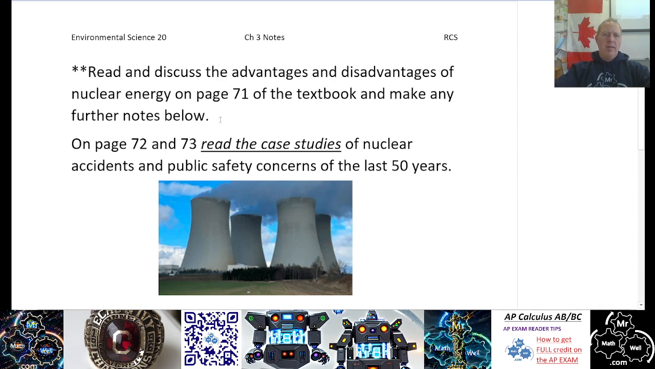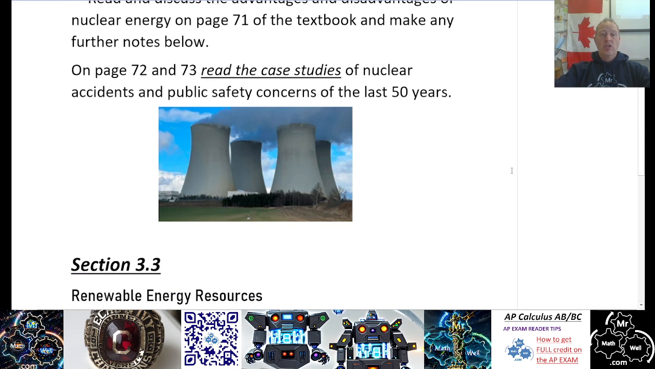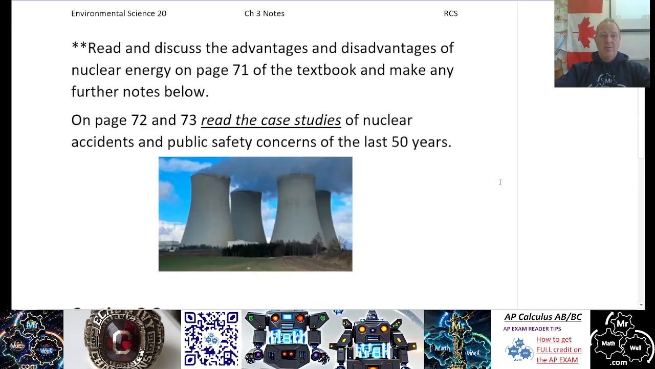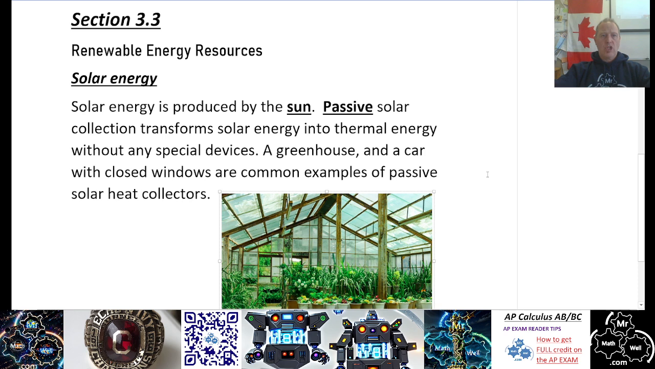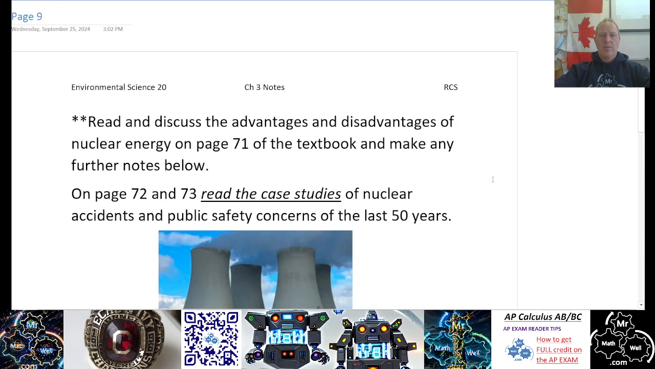So on page 71, there are listed again, I'm not going to list them here, but I'll let you read that, please. Advantages and disadvantages of nuclear energy in your textbook. And on pages 72 and 73, there are case studies of nuclear accidents and public safety concerns over the last 50 years. And that's where we'll end here today. That would be part 1. So part 2, we'll talk about section 3.3 here in your videos.